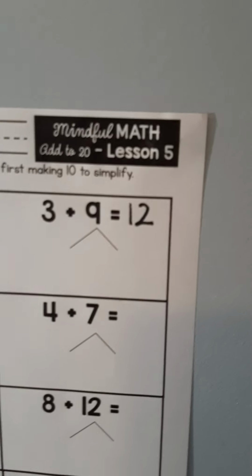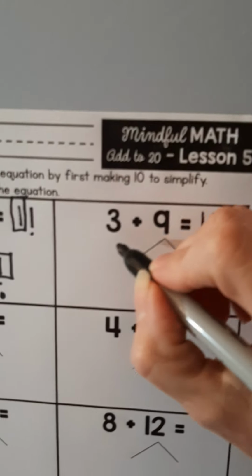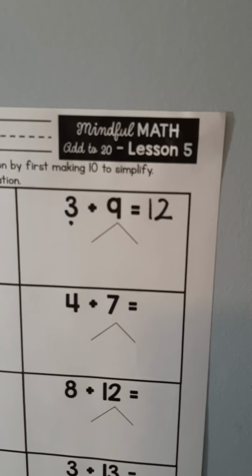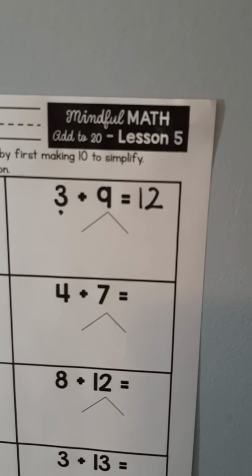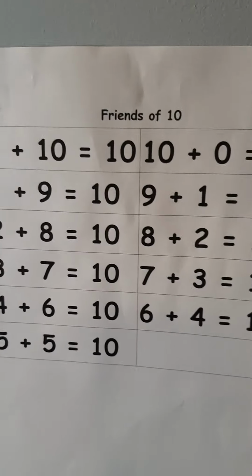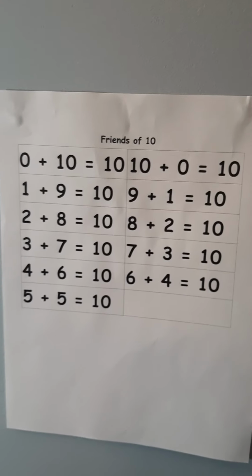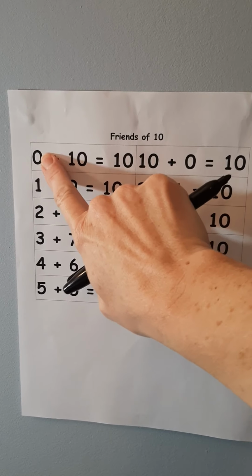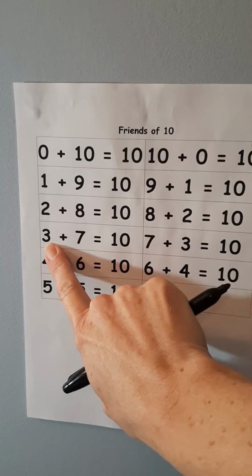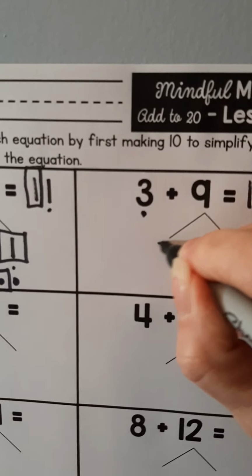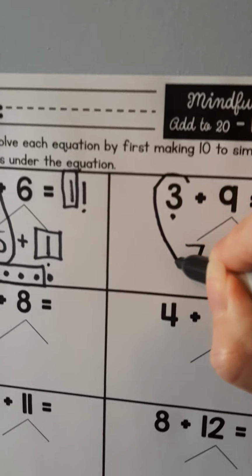I have to show that I understand how to make 10. So I'm starting with 3. Now I have to think to myself, what are the friends of 10 if 3 is one of the numbers? What goes with 3? Do you remember? If you don't remember, you can look at your friends of 10 paper. Can you find a question that starts with 3? Can you spot it? 0, 1, 2, 3. There it is. What goes with 3 to make 10? Aha, 7. So I'm going to put that right there. And now I've made 10.